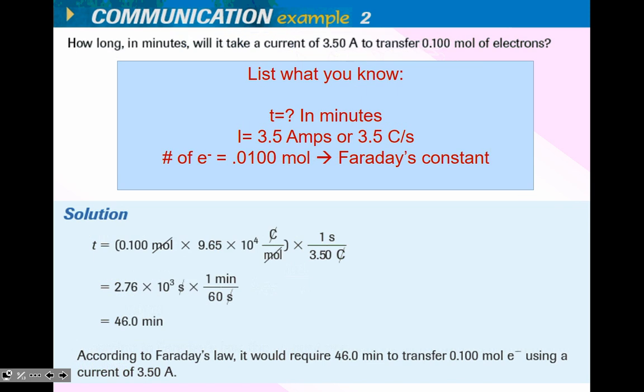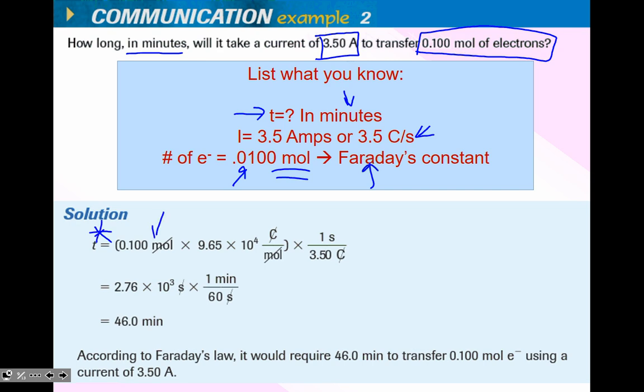How long in minutes? Now we're looking for time. So we're going to identify the fact that we're looking for time. Keep in mind, if the question asks for time in minutes, you are going to get an answer in seconds and then convert to minutes. How long in minutes will it take a current of 3.50 amps, or 3.50 coulombs per second, to transfer 0.100 moles of electrons? Now I have my moles of electrons, and I need my Faraday's constant. This time I'm converting my moles to coulombs. So the book got it right.